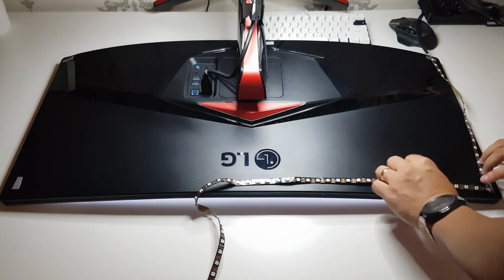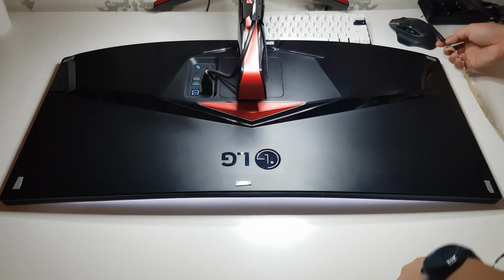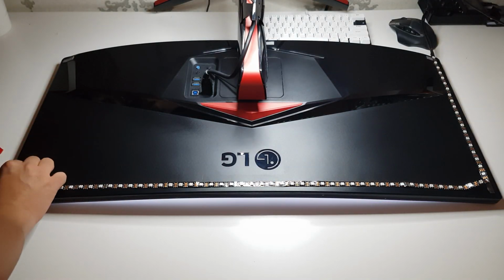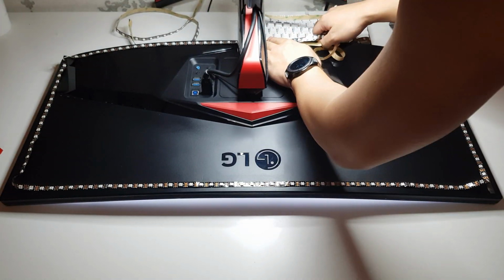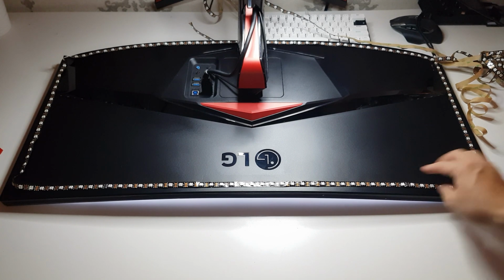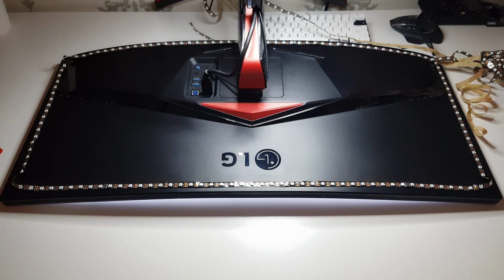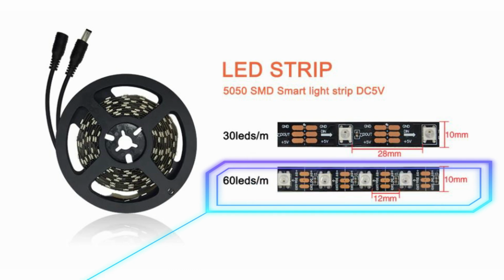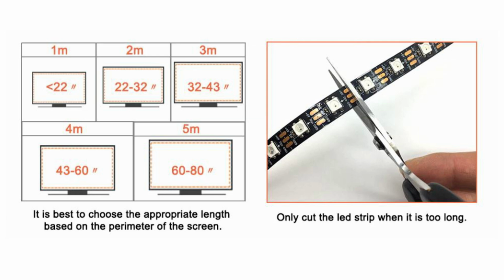Foresight's simple installation of the LED light strip has never been easier. The adhesive is strong. Purchase the 60 LEDs per meter in order to maximize the color and the brightness. Cutting strips is also easy peasy.